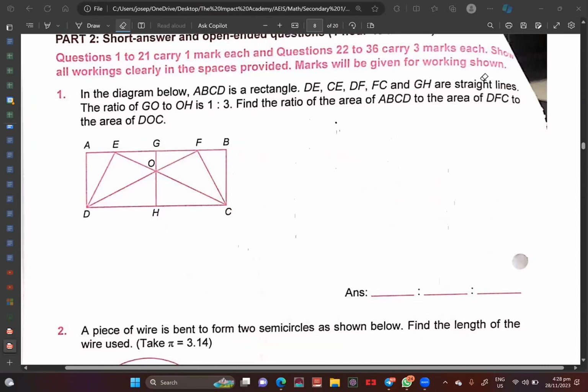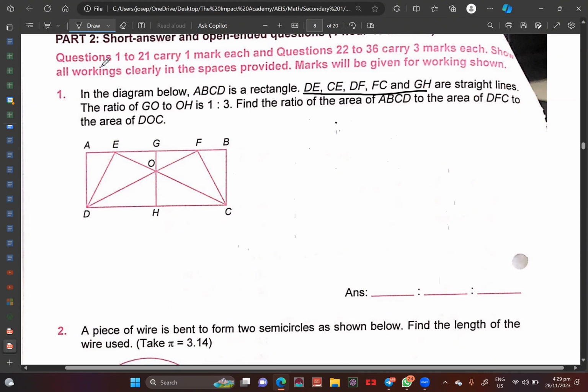Hi everyone, today we are looking at a question like this. As you can see over here, it says that in the diagram below, ABCD is a rectangle. Alright, so this is the rectangle, right? You can see that this is a rectangle, and they say DE, DF, FC and GH are all straight lines. Okay, you can use your finger, note it down.